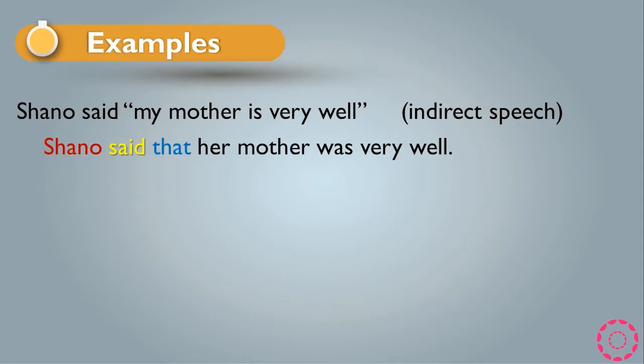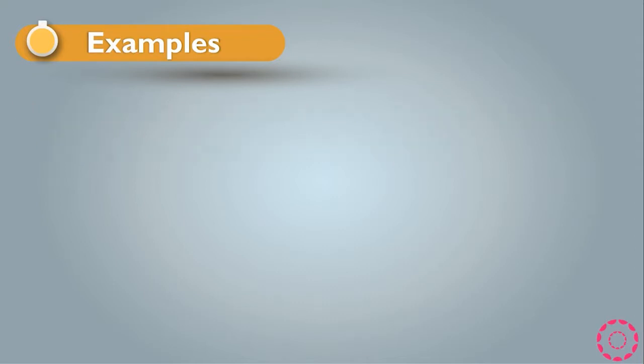As you see, because we have Shano, which is the speaker, said that according to the rule, we say that, we change my to her or his. Because our speaker is female, so we have to say her. Her mother, we change is to was. Okay, these are the rules of the changes of the direct speech to indirect speech. So it became Shano said that her mother was very well.